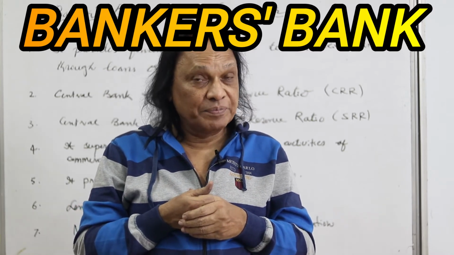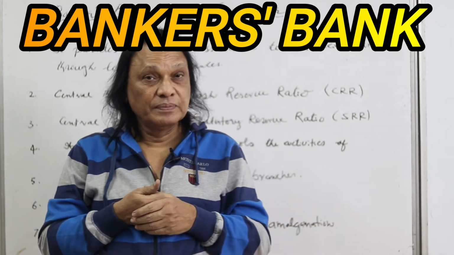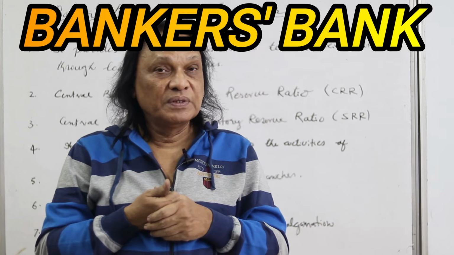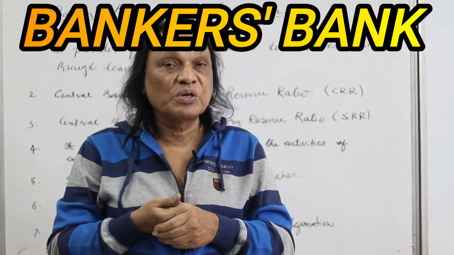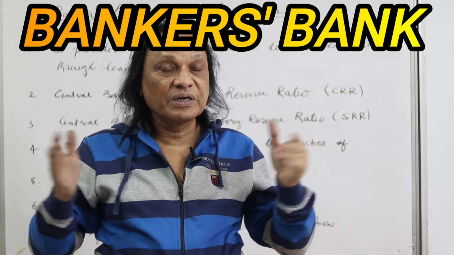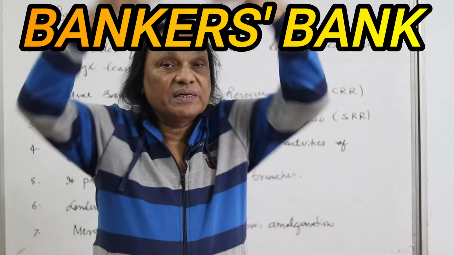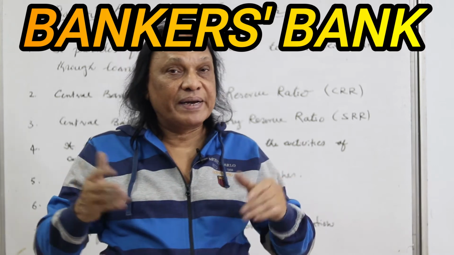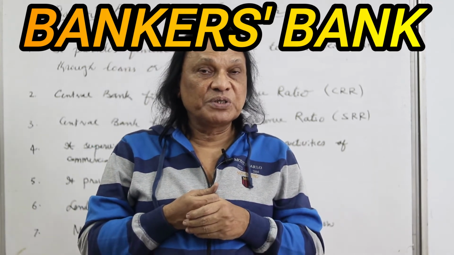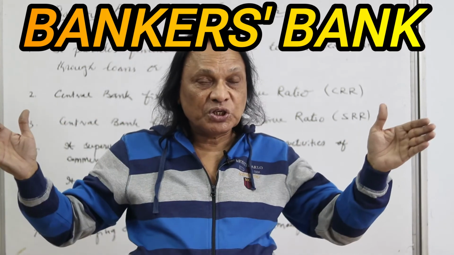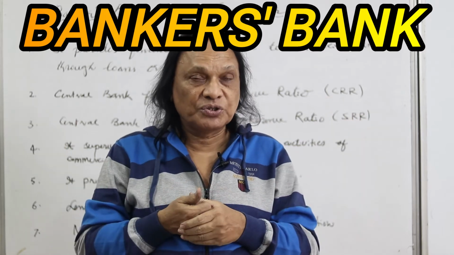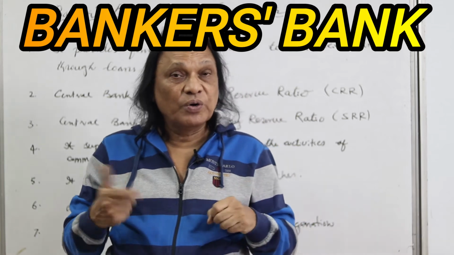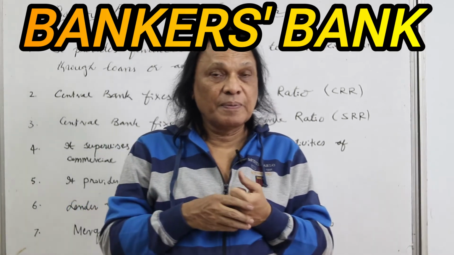The central bank helps these commercial banks by giving short-term loans. The central bank also gives them long-term loans. The central bank regulates them. It gives permission to open a new bank, and it also gives permission for branch expansion. They can expand their branches. That means all the commercial banks have to work under the central bank.